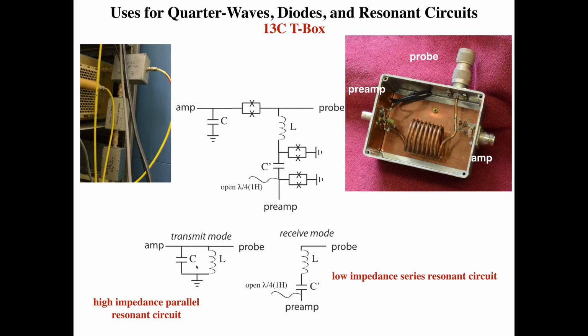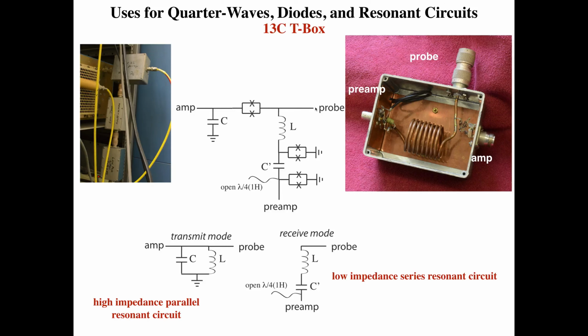So in the transmit mode, what do I have? I have a capacitor in parallel with this inductor. And again, I've chosen the capacitance such that this will be a parallel resonance circuit. And what do we know about parallel resonance circuits? Well, they're high impedance. So basically, all this looks like a high impedance circuit, and so as far as the amplifier is concerned, all the power from the amplifier will go straight to the probe. It'll basically just go that way.